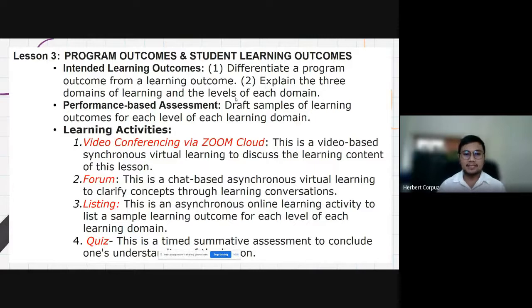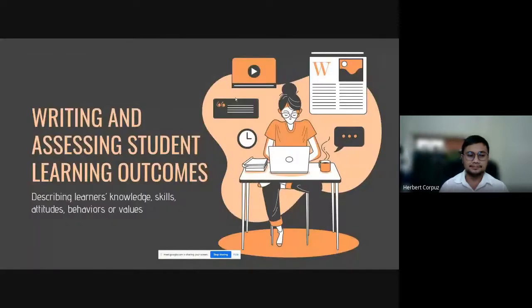Then the following activities that we would be doing, of course, we're doing the video conferencing now, not only through Zoom Cloud, but we are making use of the Google Meet. Then there will also be a forum as your activity. Then there will be a listing activity. We hope you could be able to do this. And of course, a quiz to culminate your understanding of lesson three. Okay? So these are the things that you have to expect as we go through discussing the different topics under lesson three.